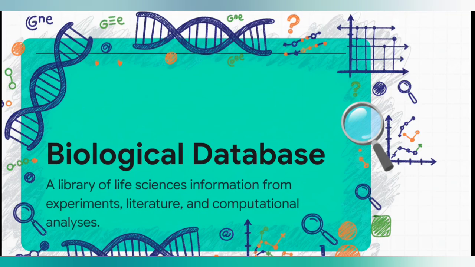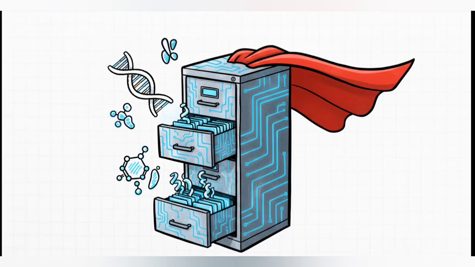The best way to think of it is like a massive digital library, but for the life sciences. It's not just a messy pile of files either. It is a highly organized, highly structured collection of information that's been gathered from thousands of experiments, scientific papers, and computer analyses from all over the world. Or, to make it even simpler, you can just picture a super-powered digital filing cabinet. Everything has its proper place, which makes it possible to find exactly what you need when you need it. So let's crack this thing open and see how it's all laid out.